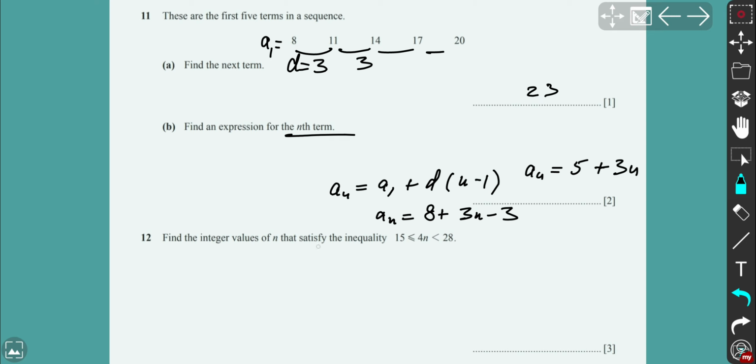Find the integer values of n satisfying the inequality. Of course, there are 2 ways to do it. You can divide by 4 and estimate the integers, but what I'm going to do in this case is plug in by guessing n equals 4, and I will get 16, which is the nearest whole number. So I start listing consecutive numbers: 4, 5, and the last one 6, because we have a strict inequality. So 6 times 4 will give 24, while 7 times 4 is 28, but your 4n is going to be strictly less than 28.